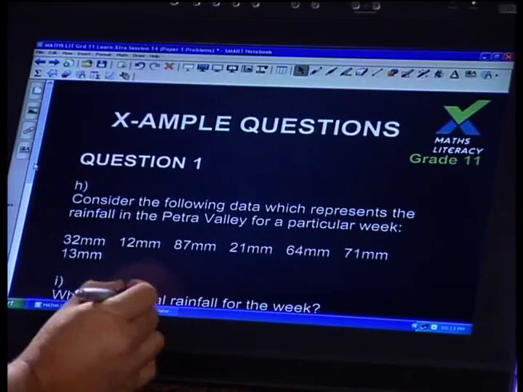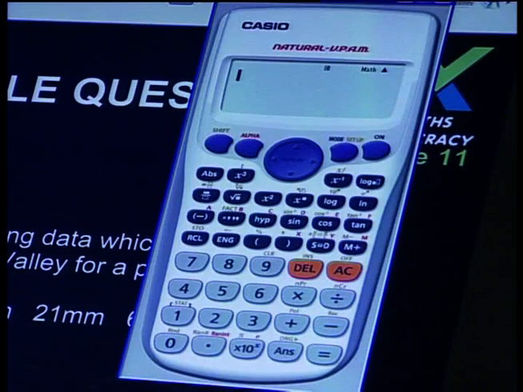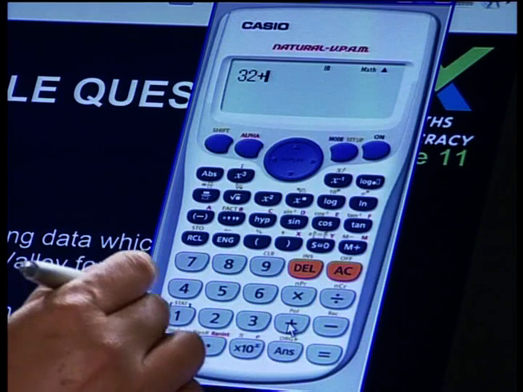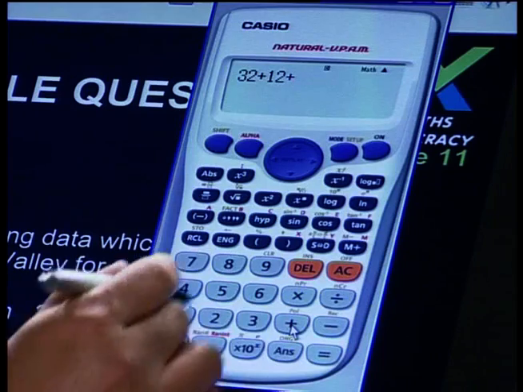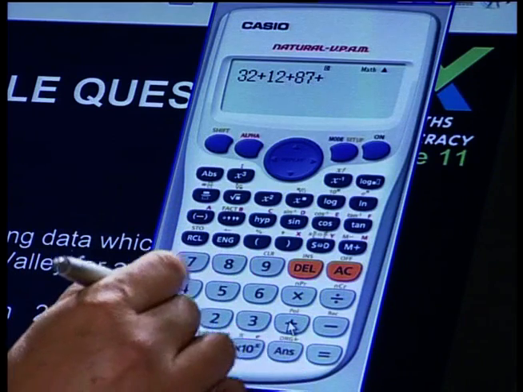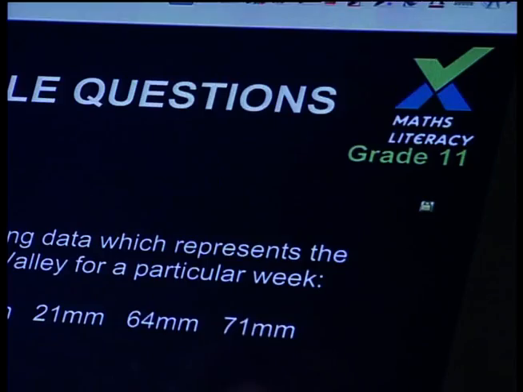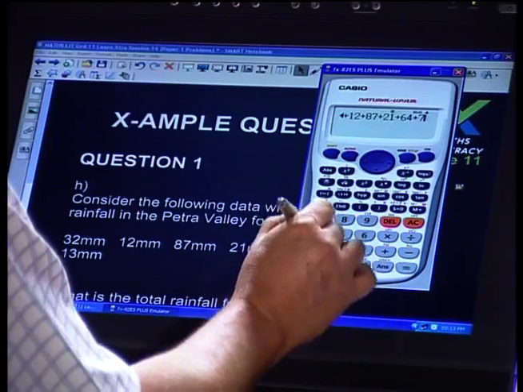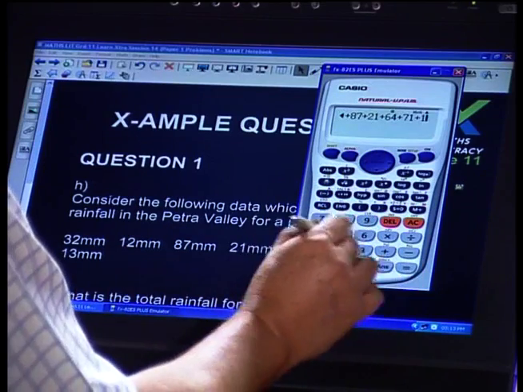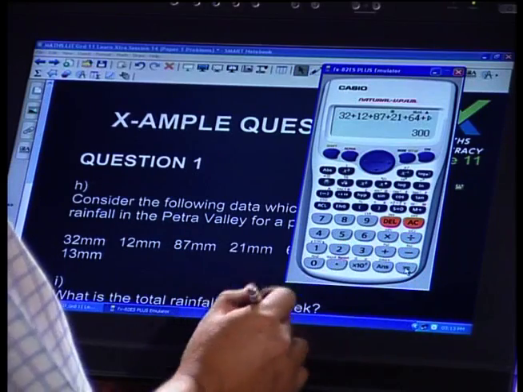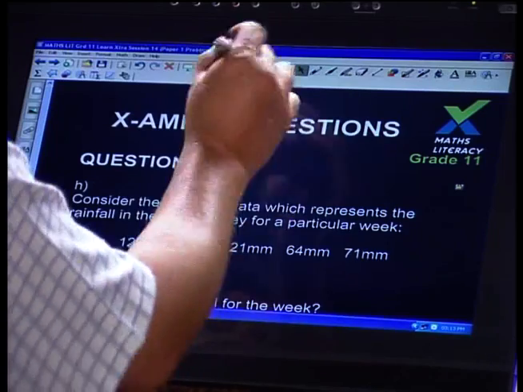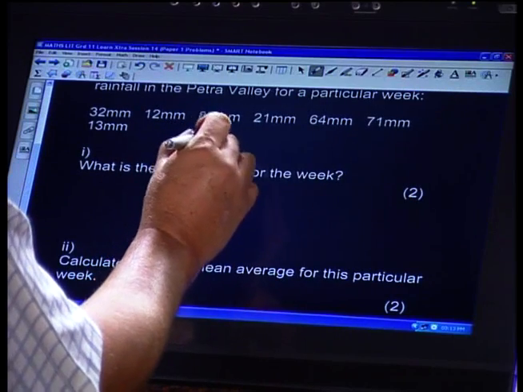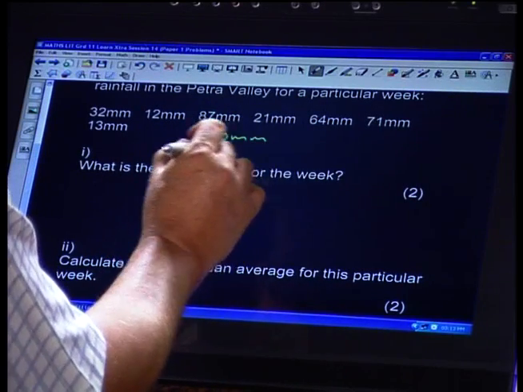Well, it's going to be very simple. Hey? All we're going to do is get out our calculator and we're going to add. And we're going to say the total rainfall must be for that day, 32, plus the 12 on the next day, plus the 87 on the next day, plus the 21 on the next day, plus the 64 on the next day, plus the 71 on the next day, plus the 13 on that final day. And that's going to give me 300 mils. Okay, so we're landing up then with 300 millimeters of rain. Okay.